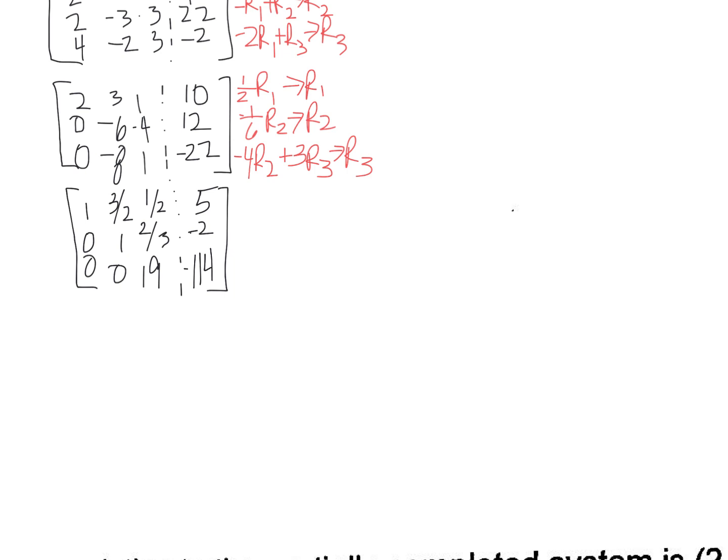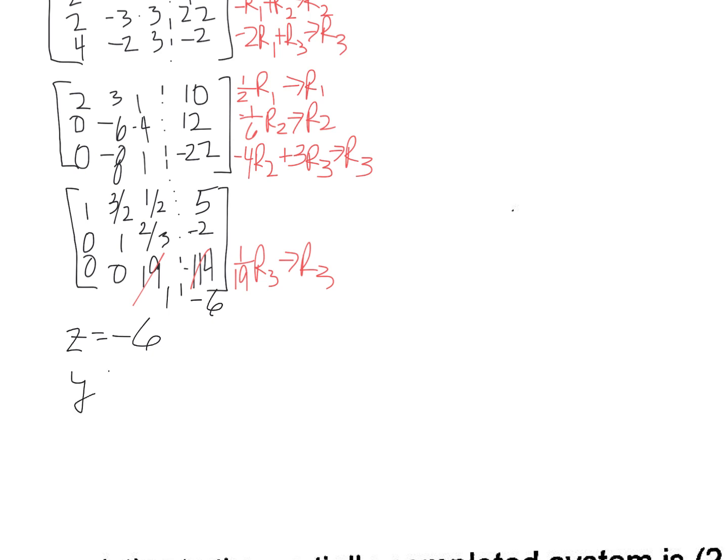And 19 goes into 114 evenly. So if we do 1/19 times R3, it gives us our new R3. And I'm totally cool with you just doing those calculations here rather than writing everything out again. And that will give us z equal to -6, so we put a 1 and a -6 there. And now we have z equals -6, and now we're going to back substitute.